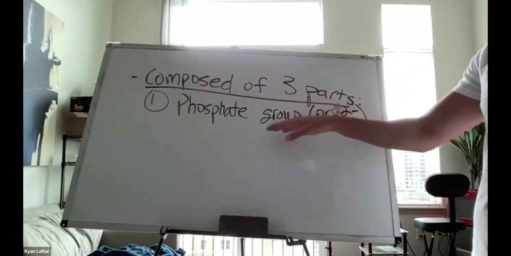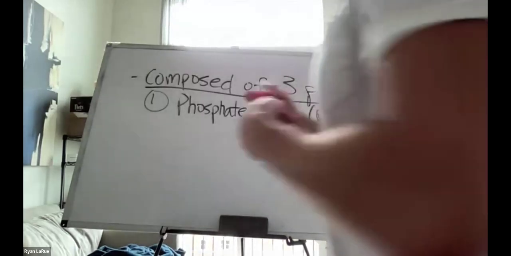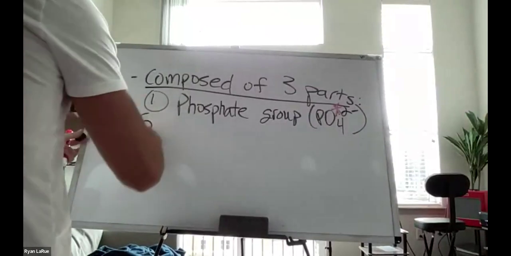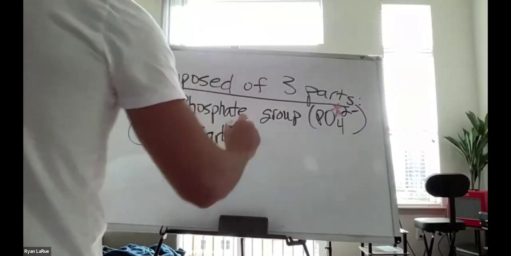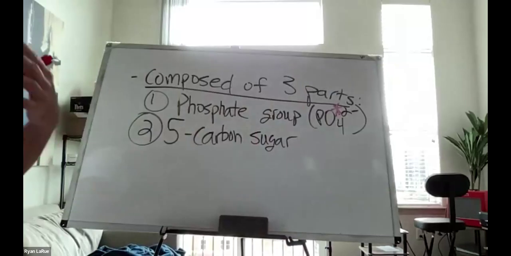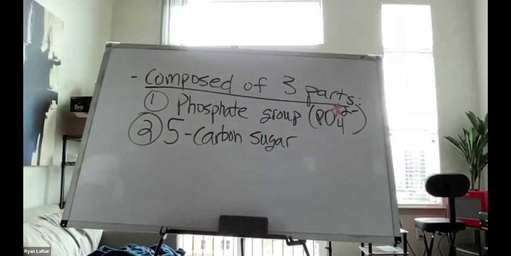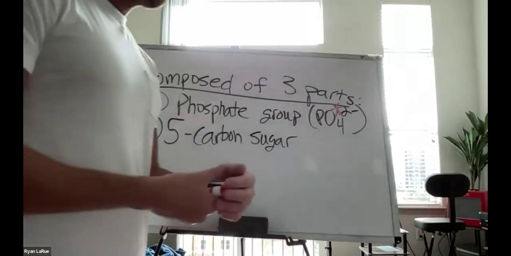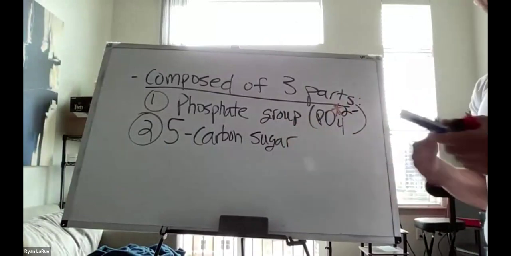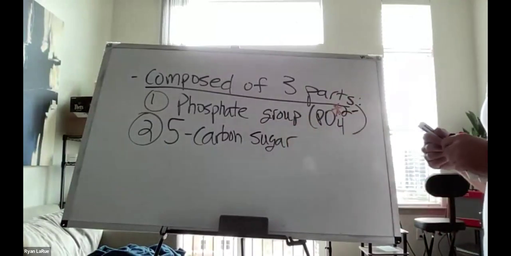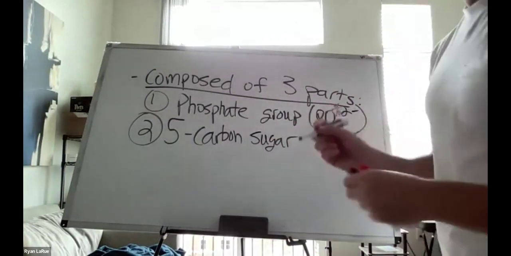So our nucleotides are going to have a phosphate. They're going to have a sugar connected to that phosphate. It's a 5-carbon sugar. And since today we're focusing on DNA, the nucleotides that specifically make up DNA have a specific type of sugar. And it's called deoxyribose.